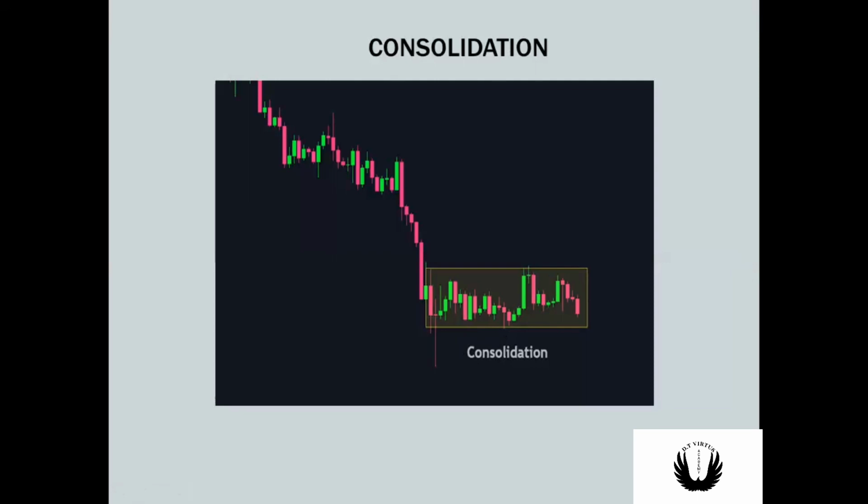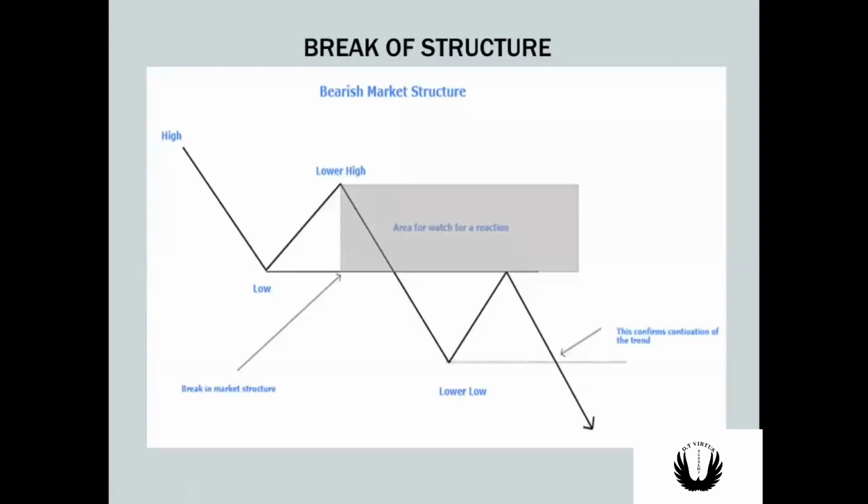No clear movements. They're not going up, and they're not selling down either. They're just consolidating. So we don't have a direction. The market is just doing its thing, building up liquidity. So now let's go to the next one, which is break of structure.